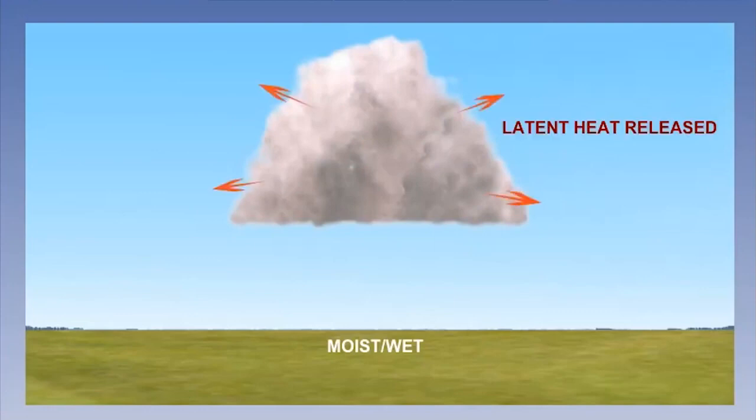This change of state from gas to liquid releases latent heat, which warms the atmosphere around it. Note, however, that downdrafts associated with heavy rain will drag high-altitude cooler air towards the surface, cooling the surface layers.